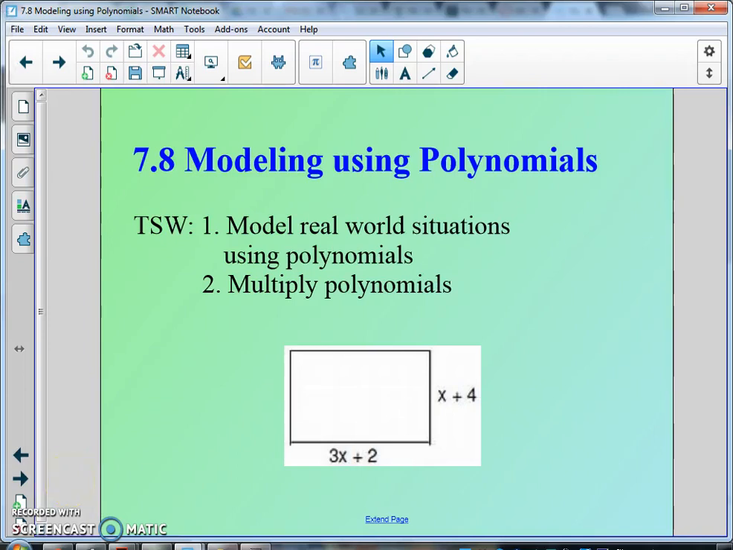Welcome. Today's lesson, 7.8, modeling using polynomials. We're going to model real-world situations using polynomials. Typically, we're going to look at binomials, but we're also going to look at some higher-order polynomials as well. And we're also going to work on multiplying polynomials together using our product rule, as we've been using in the Punnett squares as well. So let's go ahead and get started.